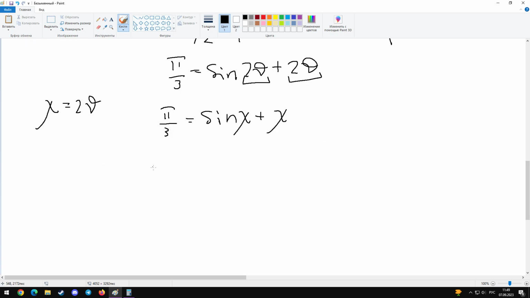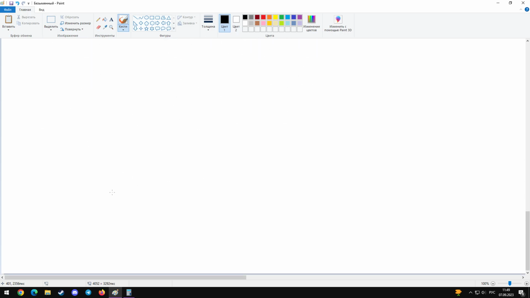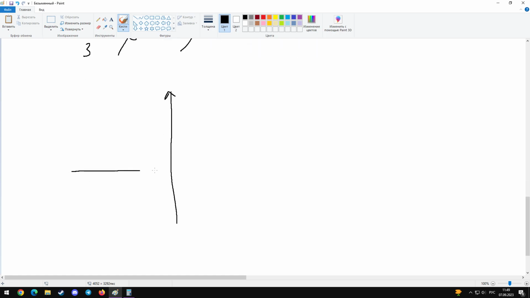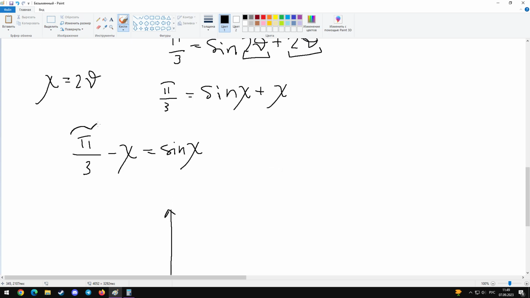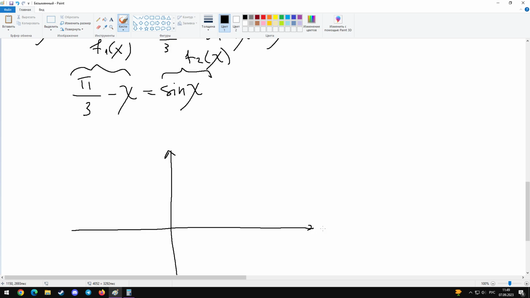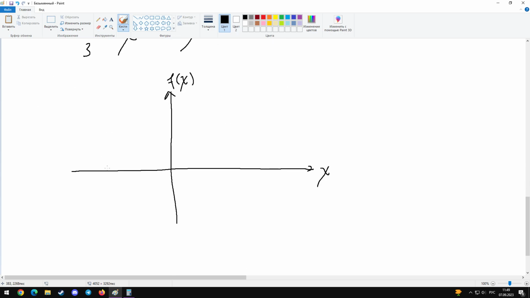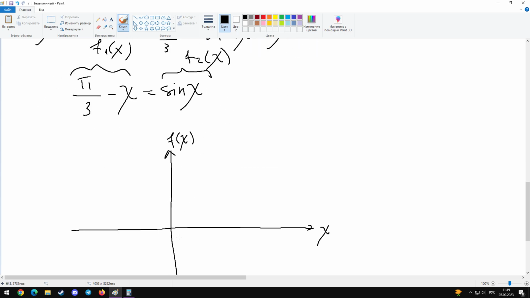We have to solve this equation. Actually, this equation is not algebraic. It's transcendental because it has sine of psi and psi itself. But we can use a geometrical approach. We can draw the graphs of these functions. Let's say that this function is f1 and this function is f2 of psi, of course. Let this axis be psi, and let here be f of psi. So f2 is just a sine.